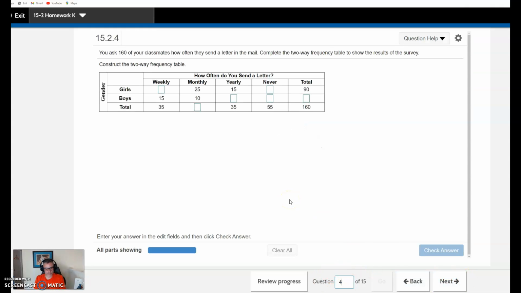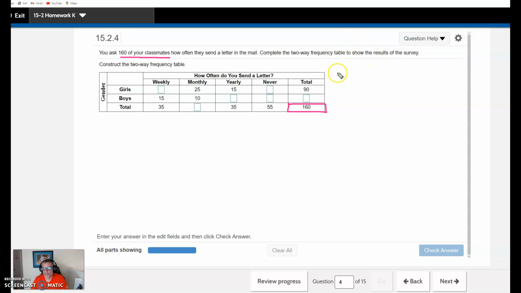This one gives you some of the information. It's almost like a puzzle, and we have to figure out the missing pieces. The first thing it says is, you ask 160 of your classmates how often they send a letter in the mail. So not email, but actually write a letter with a paper and pen and send it to grandma or something like that. We know the total is 160, and that number has already been placed right there. Complete the two-way frequency table to show the results of the survey.